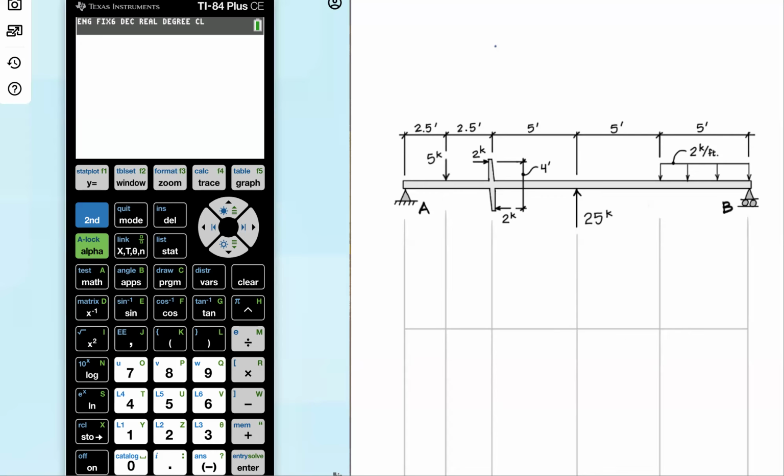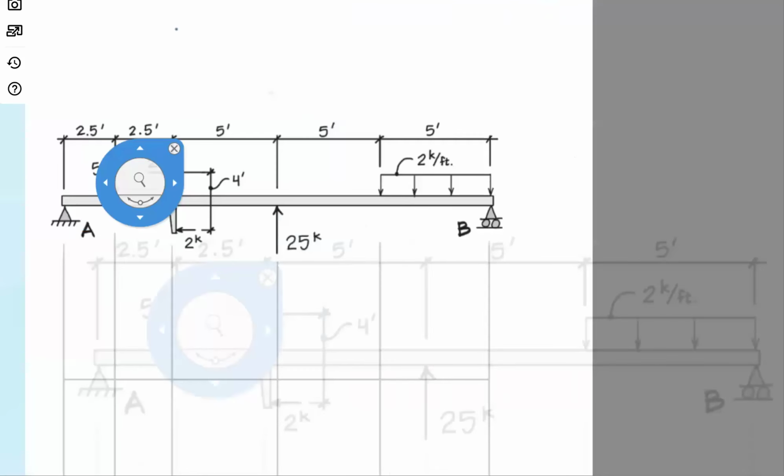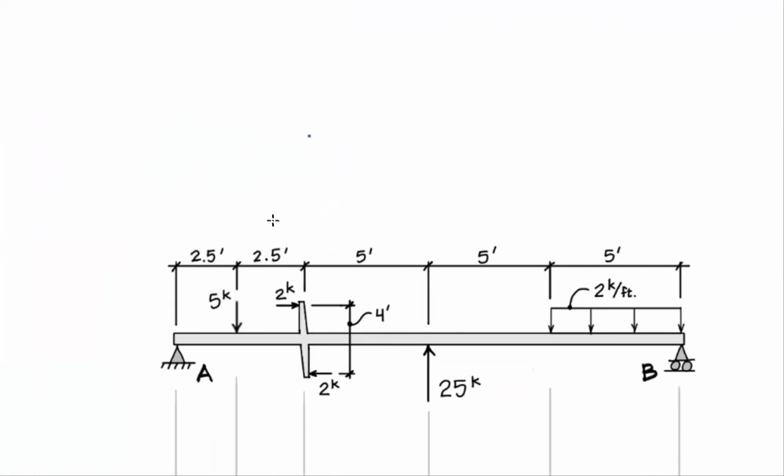Let's see how I want to do this today. I think I'm going to just zoom in, and just kind of draw up above there. So I have the beam.